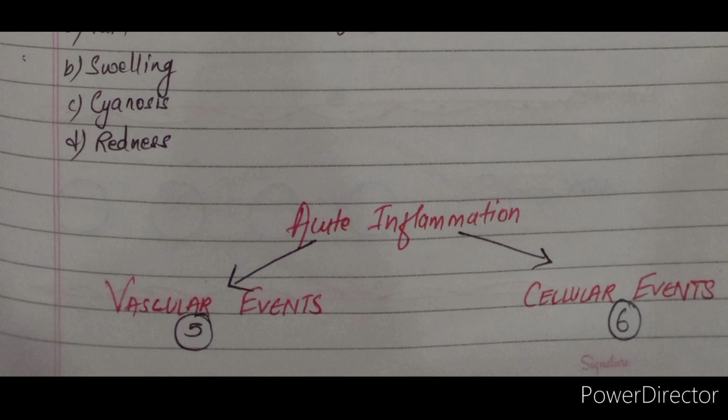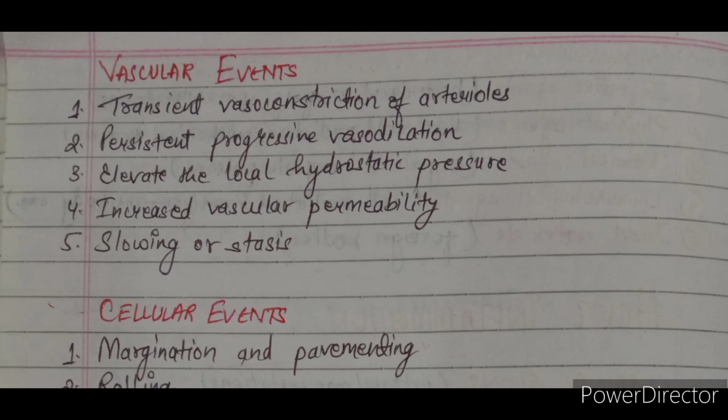So acute inflammation is of 2 types, that is vascular events and cellular events. In the vascular events there are 5 steps, and in cellular events there are 6 steps. So here we can see there are 5 steps in vascular events, and those are: number 1 transient vasoconstriction of arterioles; number 2 persistent progressive vasodilation; number 3 elevated local hydrostatic pressure; number 4 increased vascular permeability; and number 5 is slowing or stasis.